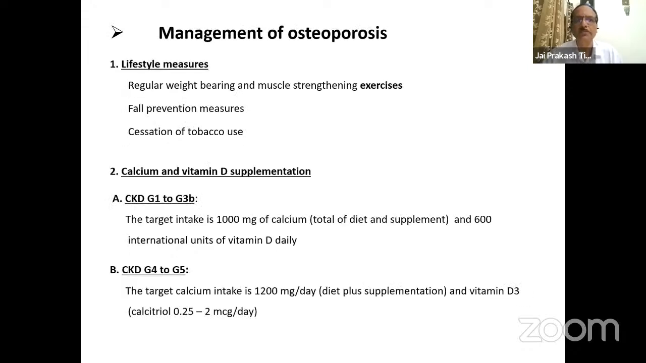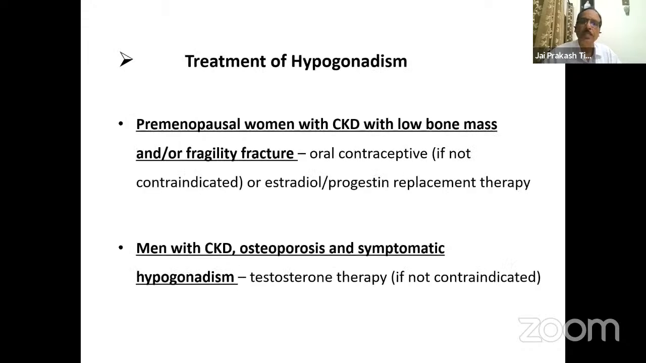Management: as we know, lifestyle measures like regular weight bearing and muscle strengthening exercise, fall preventive measures, and cessation of tobacco use. Use of calcium and vitamin supplementation: in the early stage, stage 1 to 3B, the target calcium intake will be 1000 mg calcium and 600 international units of vitamin D daily. In the late stage, stage 4-5, the target calcium intake will be 1200 mg per day and vitamin D3, that is calcitriol, 0.25 to 2 microgram per day.